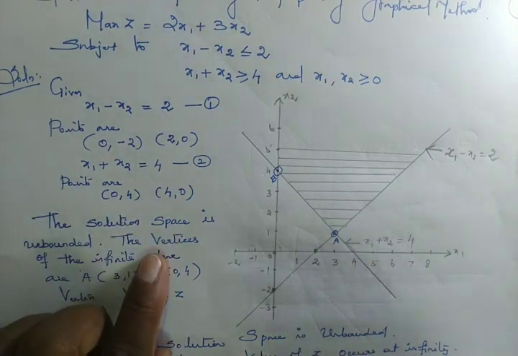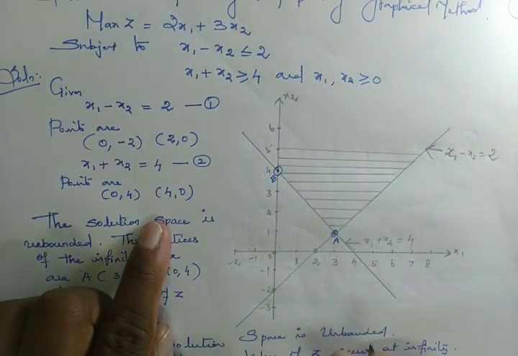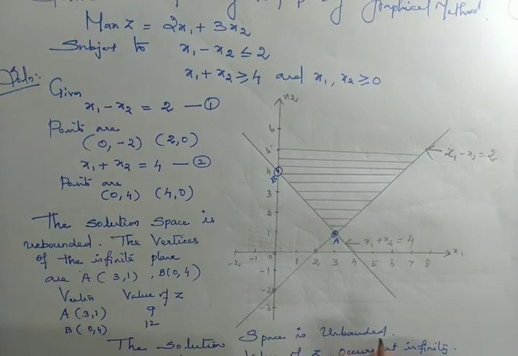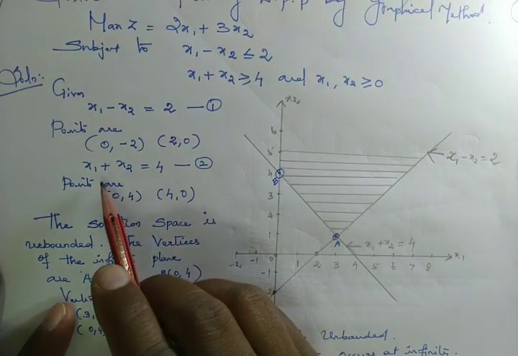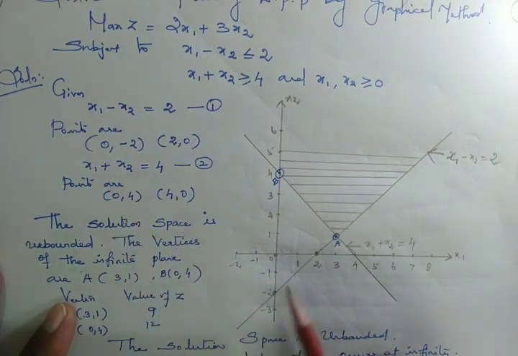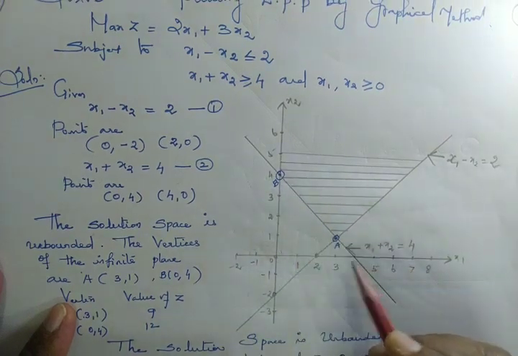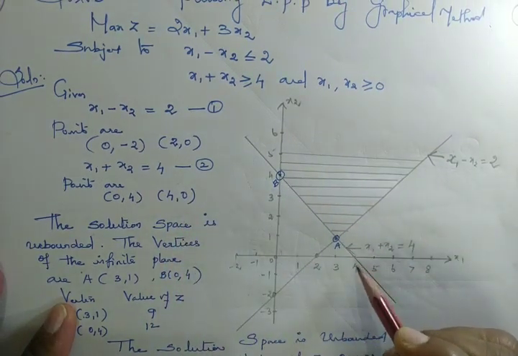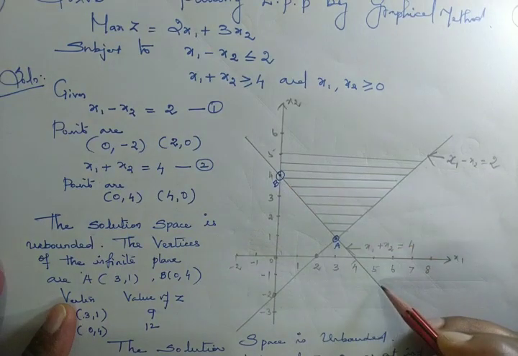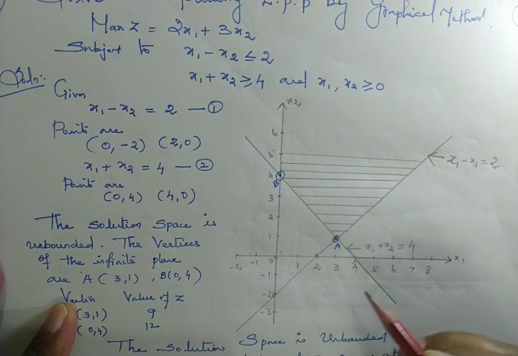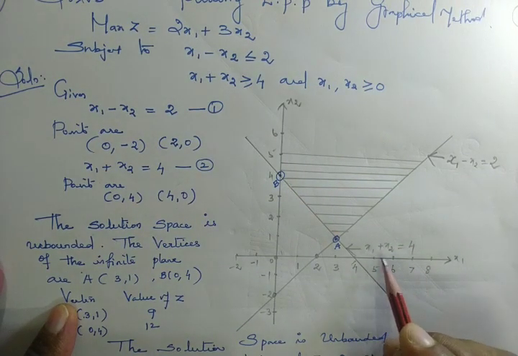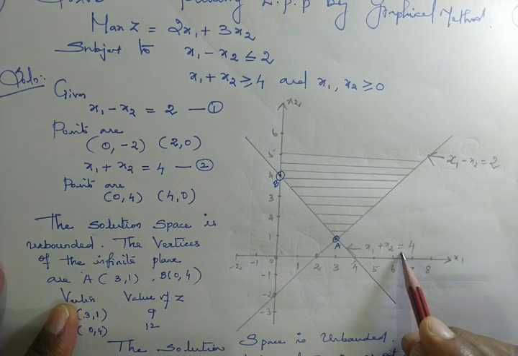Now the second one: we get x1 plus x2 equal to 4, with points (0, 4) and (4, 0). By joining these two points, we get this line equation, x1 plus x2 equal to 4.